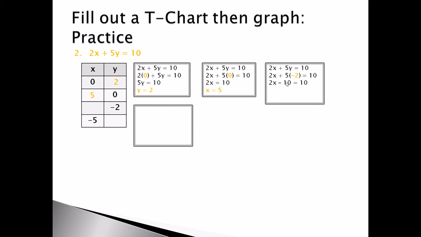The opposite of subtracting 10 is to add 10. 2 times what is 20? That would be 10. So we have 10, -2. Last one. Oh gosh, more work. I put my -5 in for x, and 2 times -5 is -10. Oh, that's funny. That's the same thing. The opposite of a -10 is to add 10. So 5 times what is 20? Well, divide by 5 and you get 4.